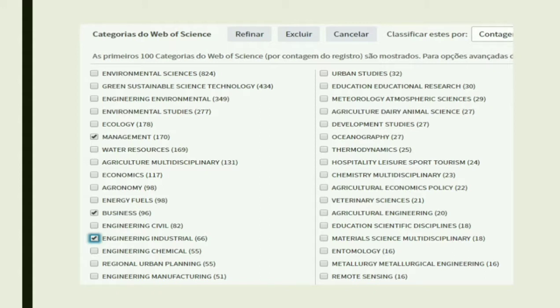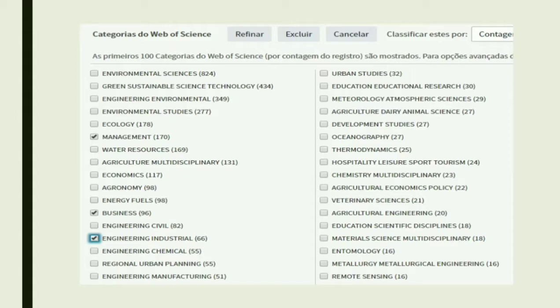This time, in the categories of Web of Science, 3 categories were selected, as shown in Figure 1, being Management, Business, and Industrial Engineering. The filtering resulted in 256 publications, as can be seen in Figure 2, which was considered a good value for the research deployment.